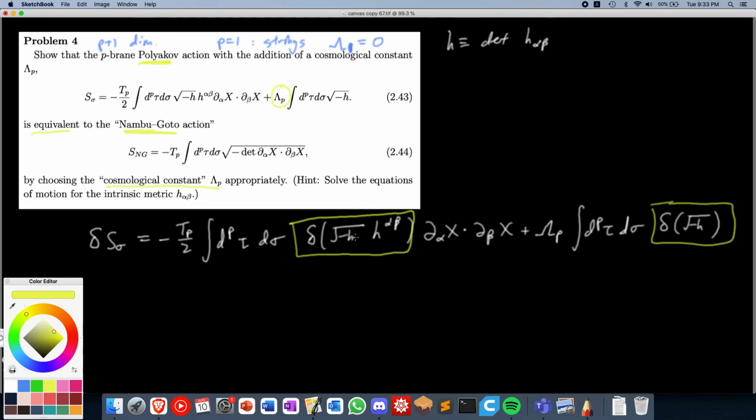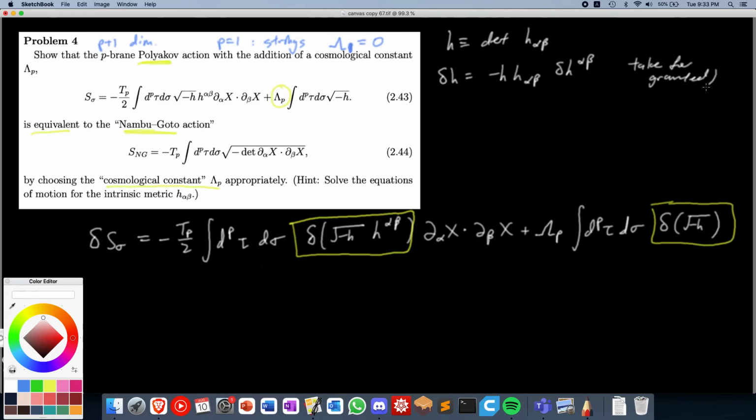We can just use the product rule in a sense. One thing that we need to calculate is the variation of h. One can show, which I will not show in this video, that the variation of h is equal to minus h h alpha beta delta h alpha beta. This is something that we take for granted, so I'll not show that.